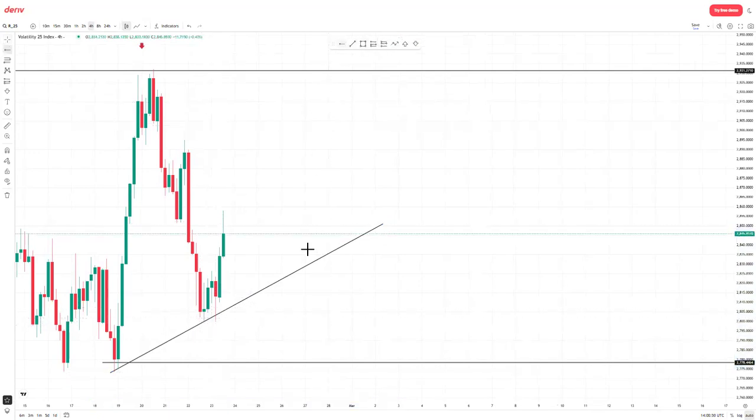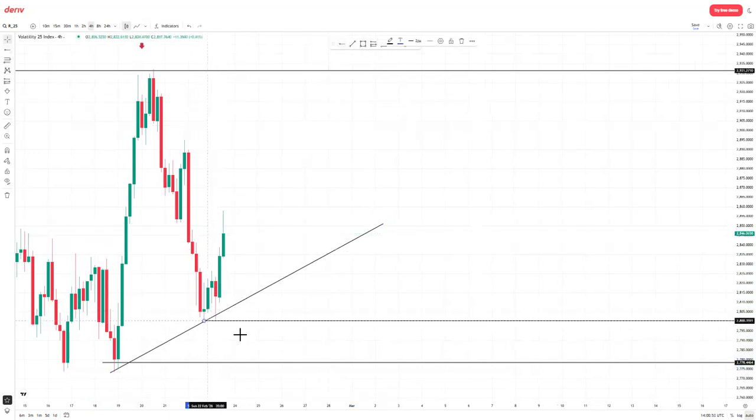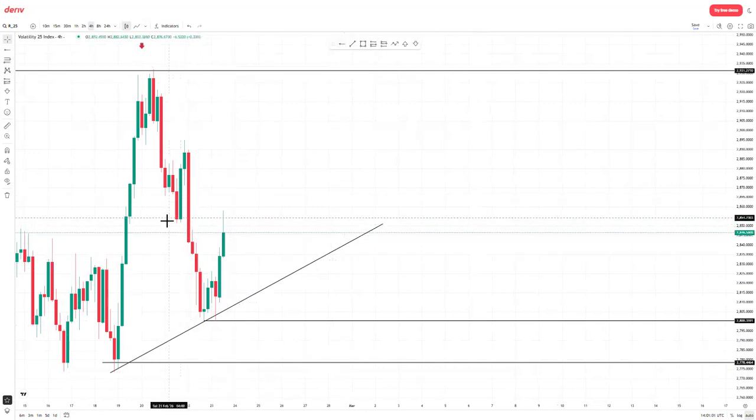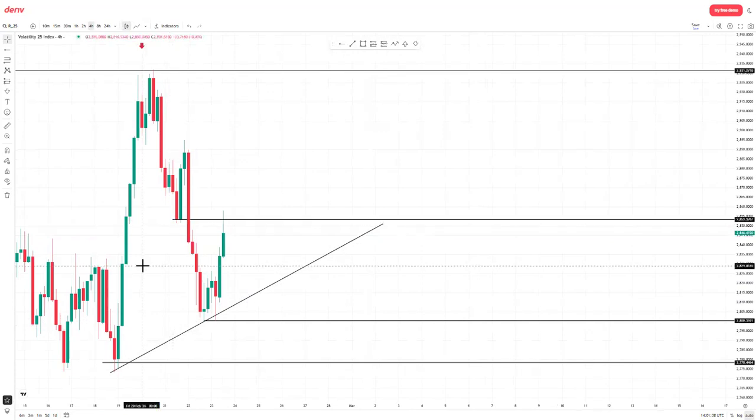You add a horizontal line here, you have a support that has two touches. That shows that the market will push to the upside. If the market pushes to the upside, this is your breaker structure. I always say pay attention to what happened before they break the support, before they break the resistance.